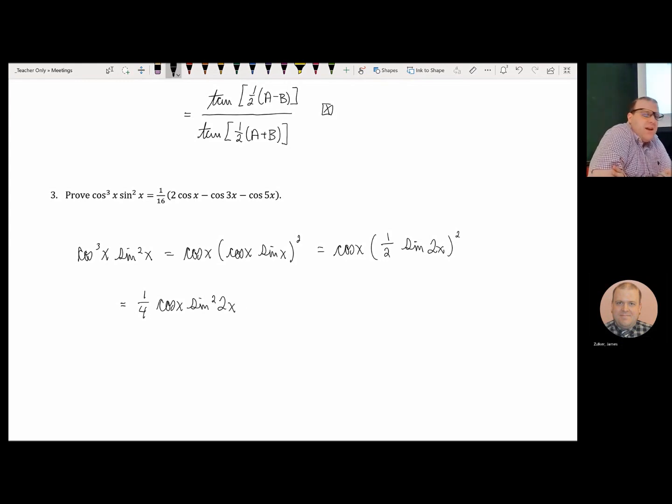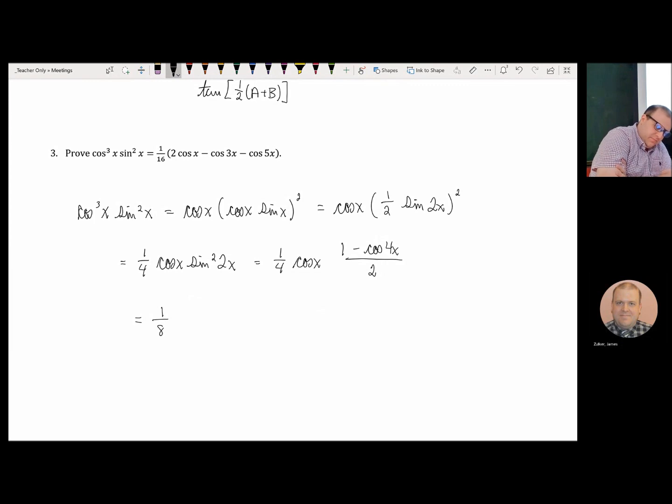Right now we have a quarter cosine of x times sine squared of 2x. Use the reduction identity on sine squared: one minus cosine of 4x all over 2. That'll leave us with 1/8 cosine of x minus 1/8 cosine x times cosine of 4x.